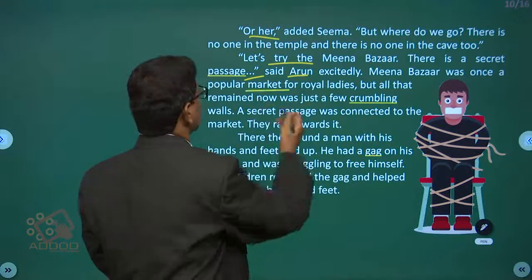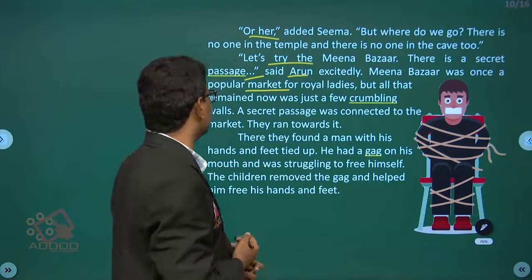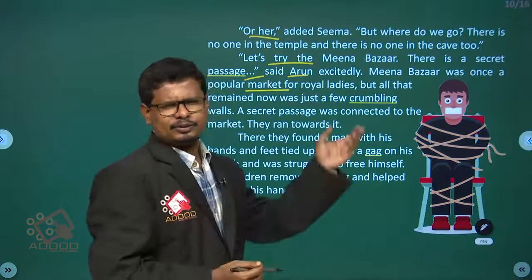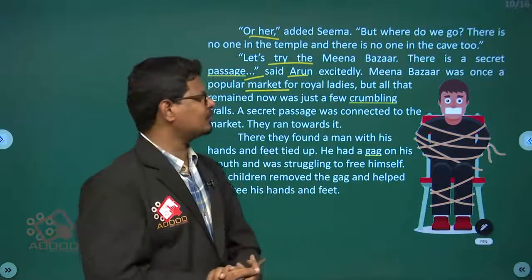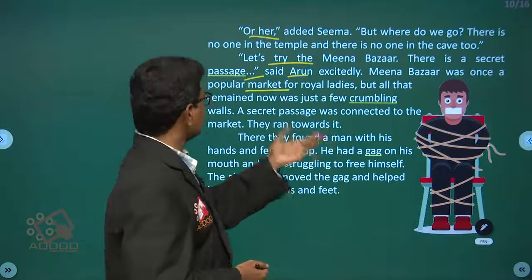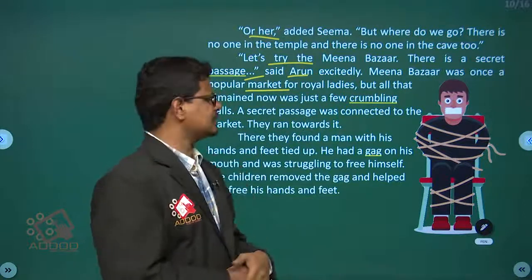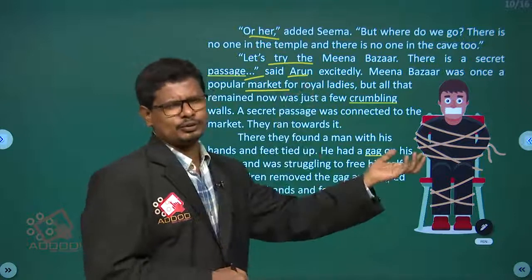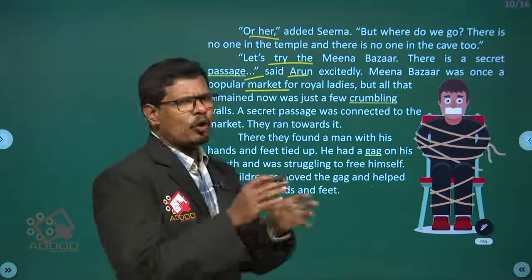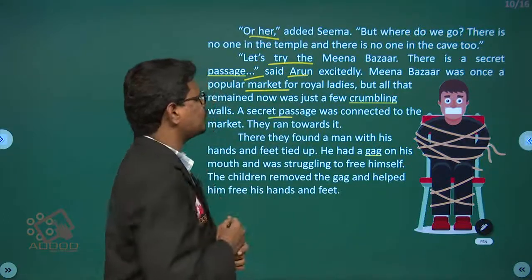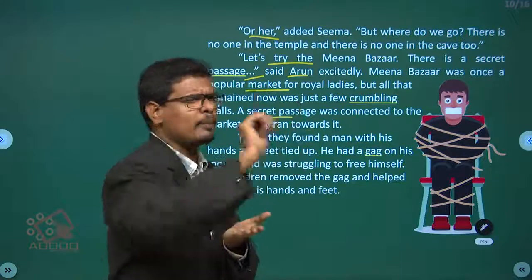Meena Bazaar was once a popular market for royal ladies, but all that remained now was just a few crumbling walls. So you can find the destroyed walls in Meena Bazaar. It was a popular marketplace for royal ladies, but now it is just stones and buildings that have collapsed. A secret passage was connected to the market, so we can go through the passage.